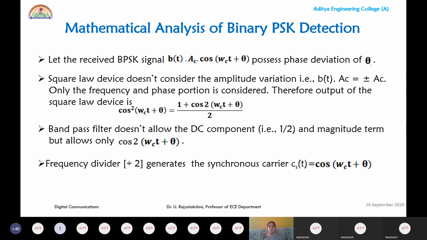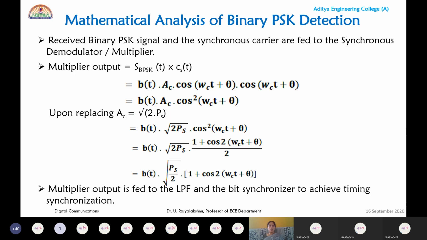Cs(t) is cos(ωct + θ). So finally you got the carrier, and the other input is the received BPSK signal. Both are applied to the multiplier. Let us see the multiplier output. So the received BPSK signal and the synchronous carrier that you generated by using three sections. What are the three sections? Square law device, next band pass filter, and then, what is the last one? Frequency divider, here a frequency divider by 2.